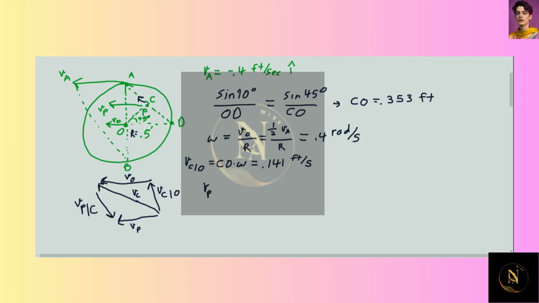So VP equals VO, which we already found was just half of VA. VA was 0.4 feet per second. So if we divide that by 2, we get a velocity of 0.2 feet per second.